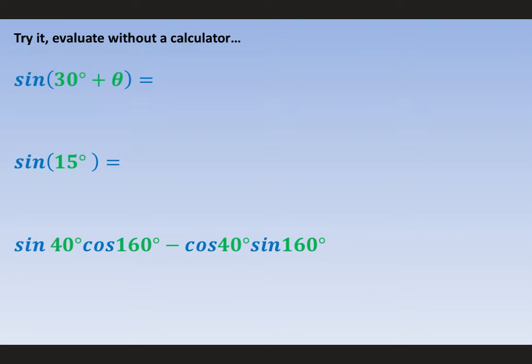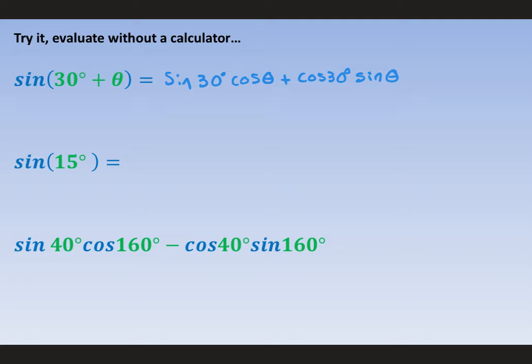Okay, so let's try a couple. We'll just kind of evaluate these and see what happens. So the first one we have is sine of 30 plus theta. So we'll go ahead and rewrite that. It's going to become the sine of 30 degrees times cosine of theta plus the cosine of 30 degrees times the sine of theta. All right, we'll evaluate the pieces that we do know the answer to, leave the pieces that we don't know the answer to alone, and then see if there's anything else we can simplify.